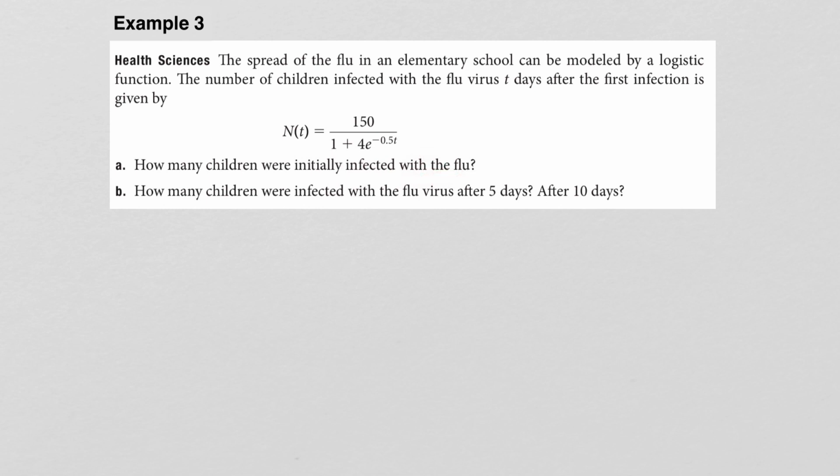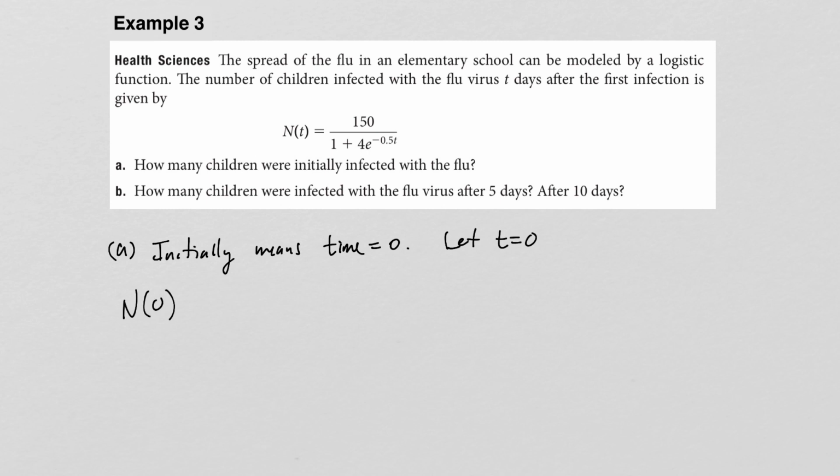So initially means at the beginning. And at the beginning, time is equal to zero. So for this, we are going to let t be equal to zero. So the number of people infected when t equals zero, we are going to plug zero into this function. And we do that by replacing the t here with zero.